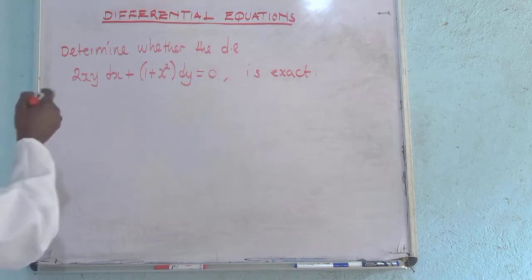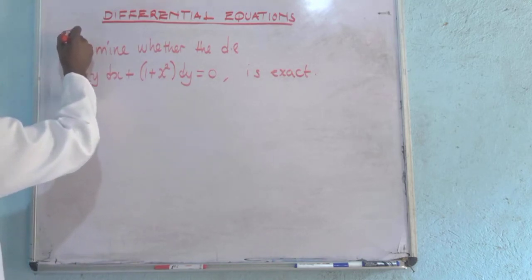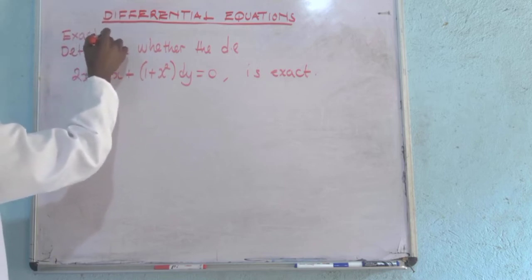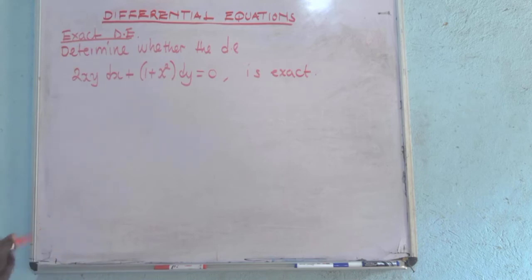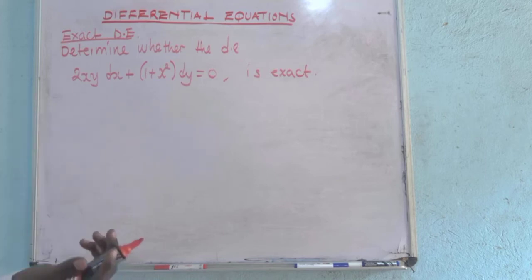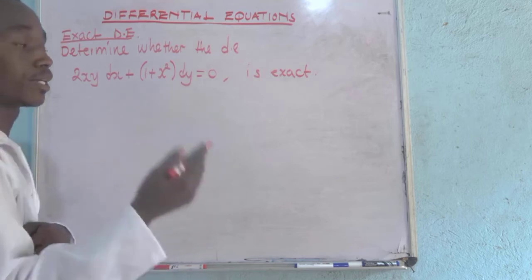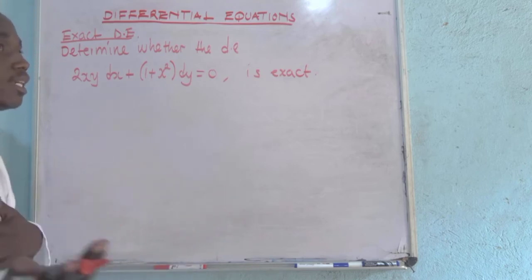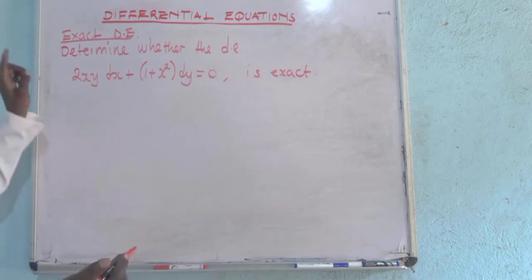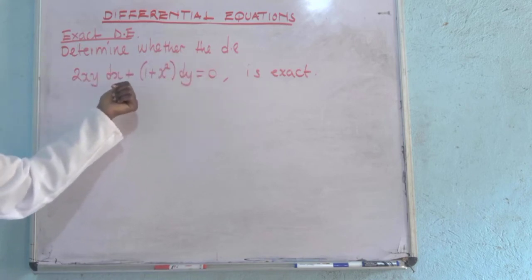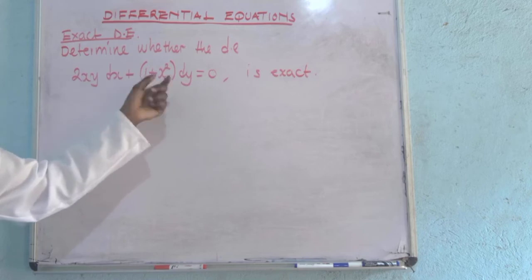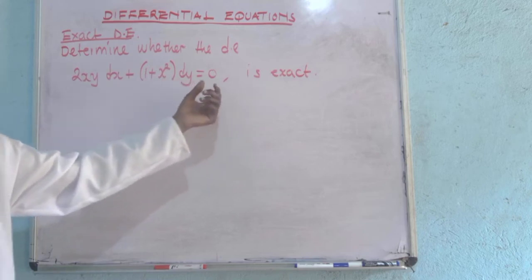Okay, so let us look at something that has to do with exact differential equations. The first thing we need to do is understand what an exact differential equation is. From the classifications, remember how you can tell whether the given equation is exact or not. So we have to determine whether the differential equation 2xy dx plus (1 plus x squared) dy equals 0 is exact.